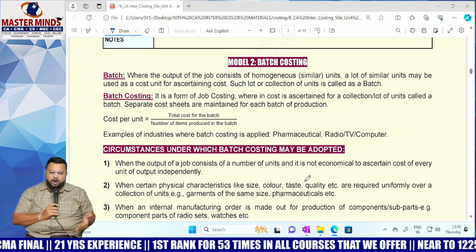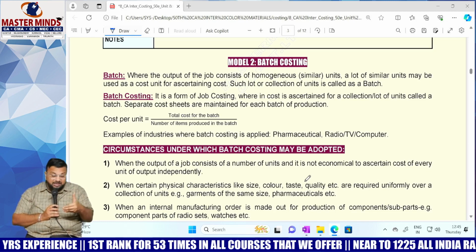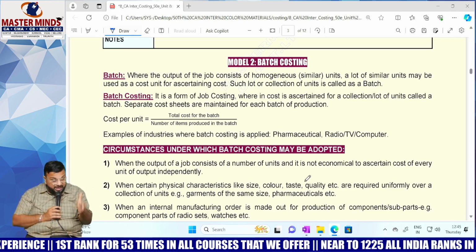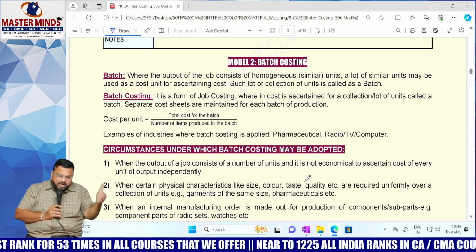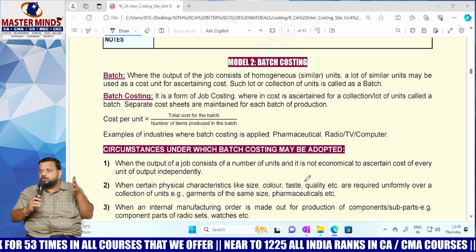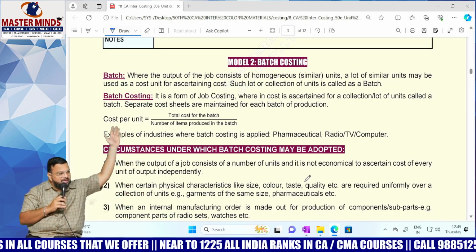So it becomes very easy for companies to monitor the production. That is the reason why they produce in batches. When they are supposed to produce the same kind of products in large quantity, they prefer to produce in batches. Same kind of products, large quantity, to produce you need batches.